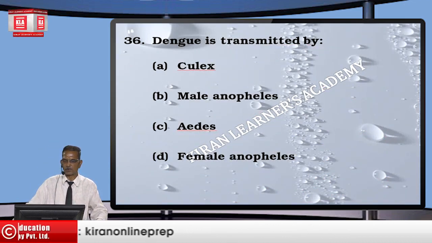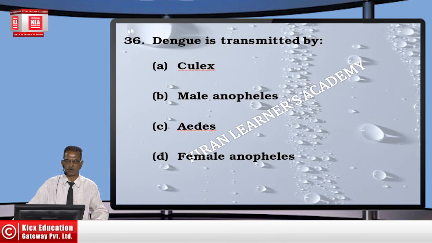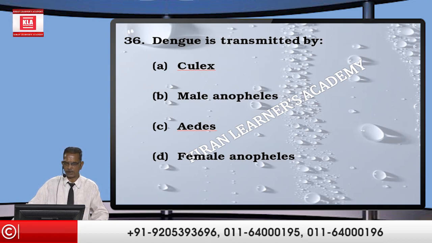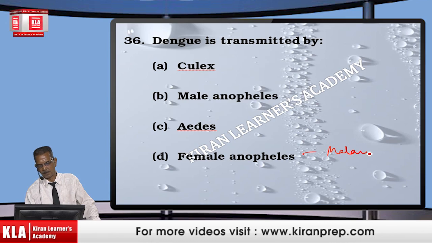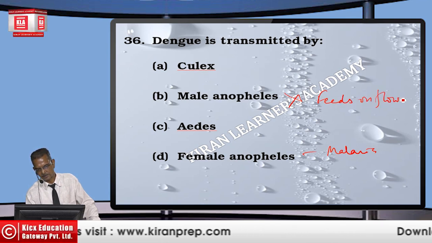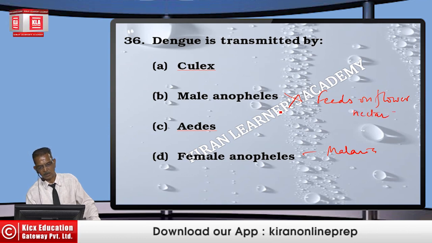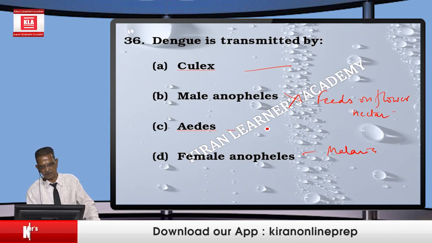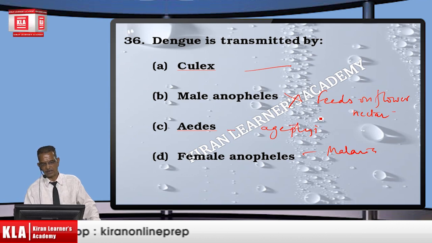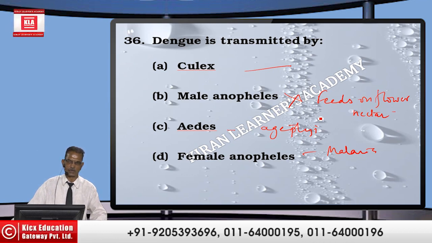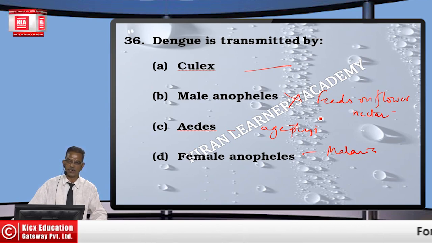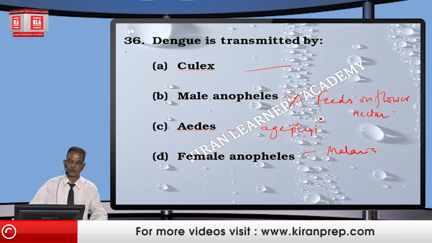Next, dengue, a very well-known disease these days in most parts of the country, is transmitted by Culex, by male Anopheles, by Aedes, or by female Anopheles. Female Anopheles transmits malaria. Male Anopheles none, because it feeds on flower nectar. Culex none. It is Aedes. It's Aedes aegypti that transmits dengue and chikungunya. There is another disease called chikungunya. So both dengue and chikungunya are transmitted by the mosquito called Aedes aegypti. They live in fresh water and can be seen during daytime.